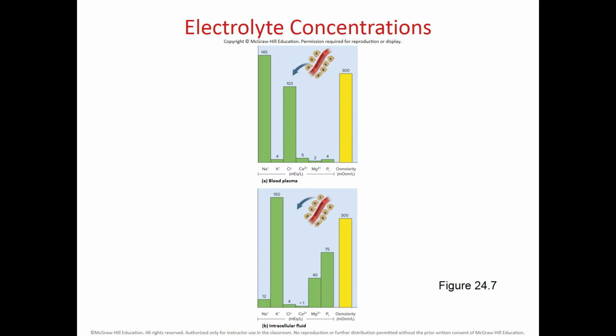Now, for the intracellular fluid, potassium is the most concentrated ion with around 150 milliequivalents per liter. Sodium will be 12, chloride will be 4. Then we have inorganic phosphate and phosphates in general, which will be 75, magnesium 40, and calcium less than 1. And if you look at the osmolarity of both compartments, it's the same, 300 milliosmoles per liter.